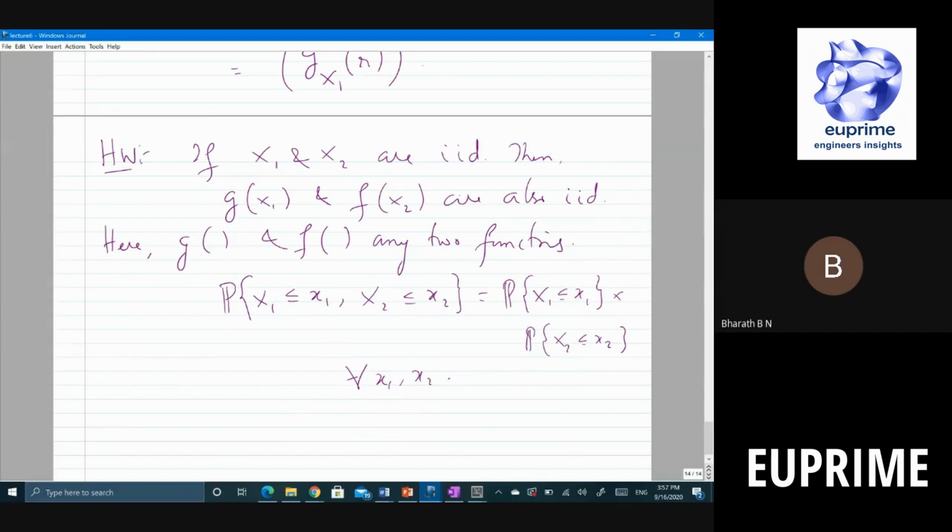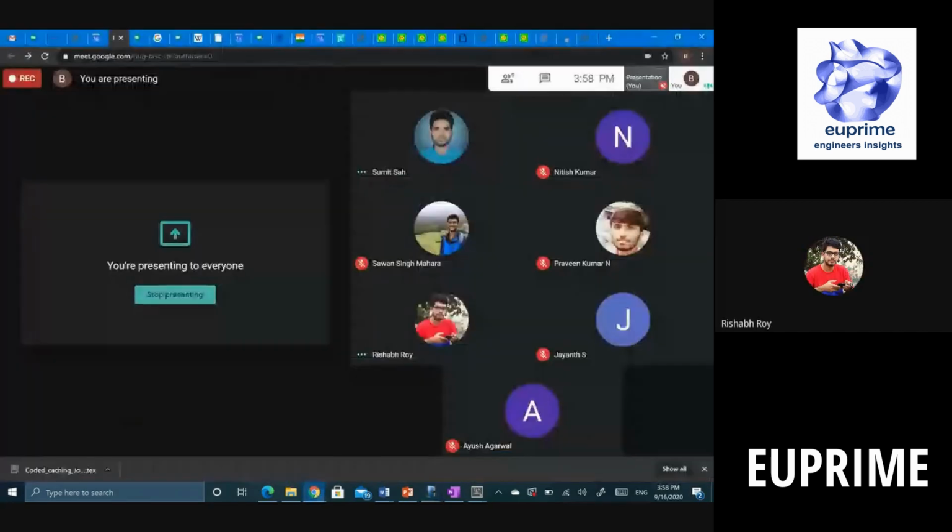This is the definition of x1 and x2 being independent. So now you have to replace x1 by g of x1 and x2 by f of x2. g and f are any functions, for example, you can assume g and f to be continuous if you want. And I want you to prove this. Okay? Is that fine? Yes, sir. I want you to do this before the next class. I want you to submit this homework.